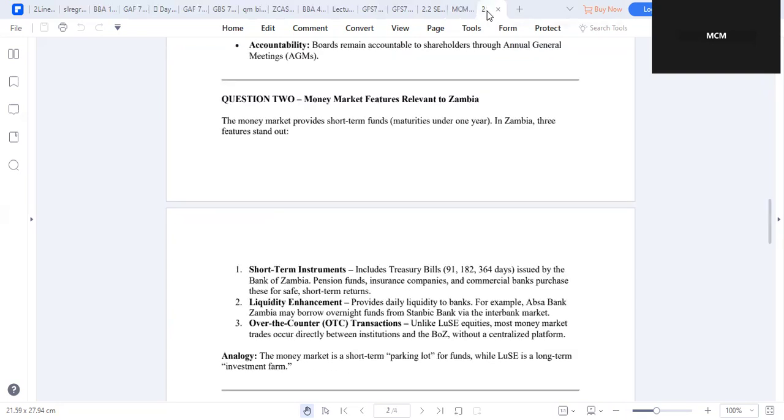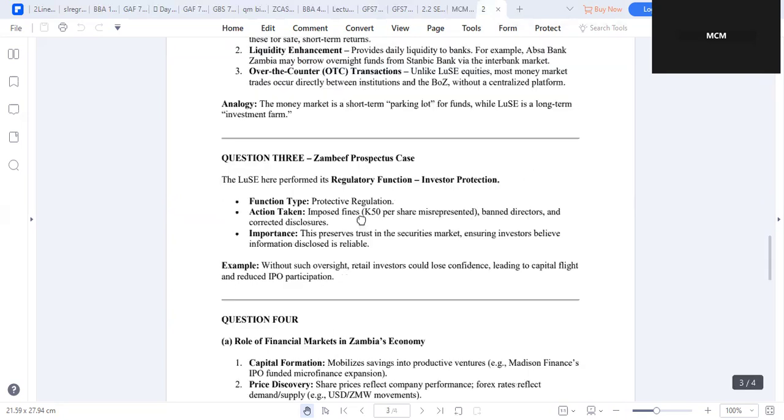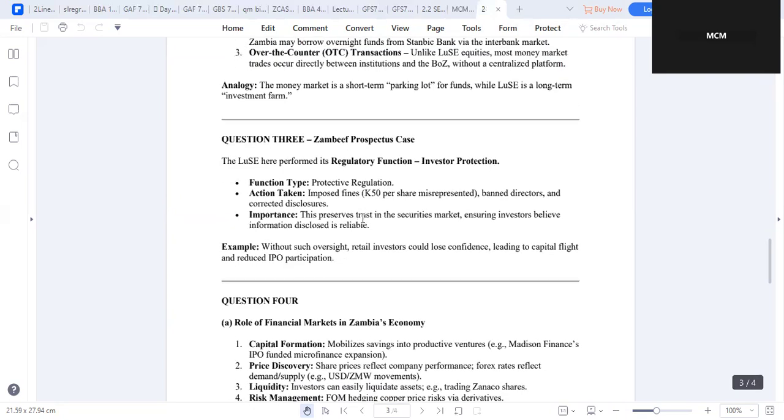So, looking at this example I've been talking about, Lusaka here performed its regulatory function in investor protection, which includes protective regulations. So the function type is that of protective regulation, and the action taken was imposing fines and banning the directors and also correcting the wrong disclosures.